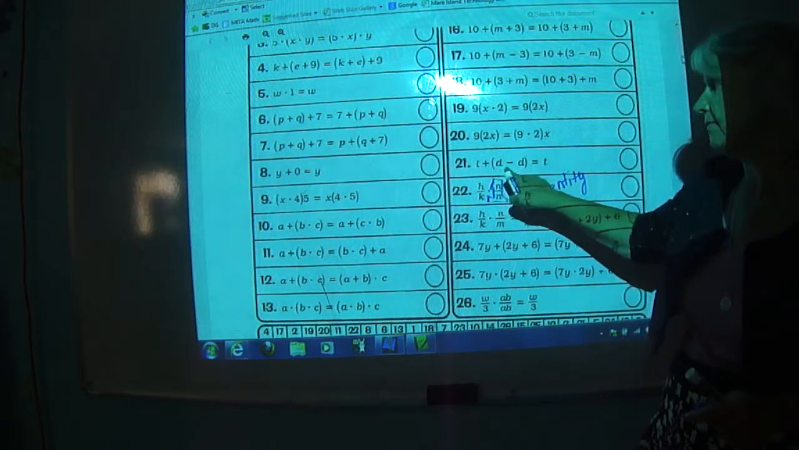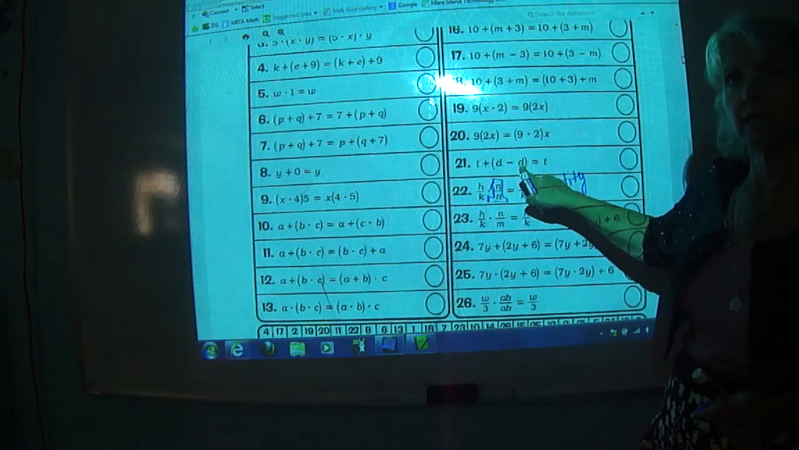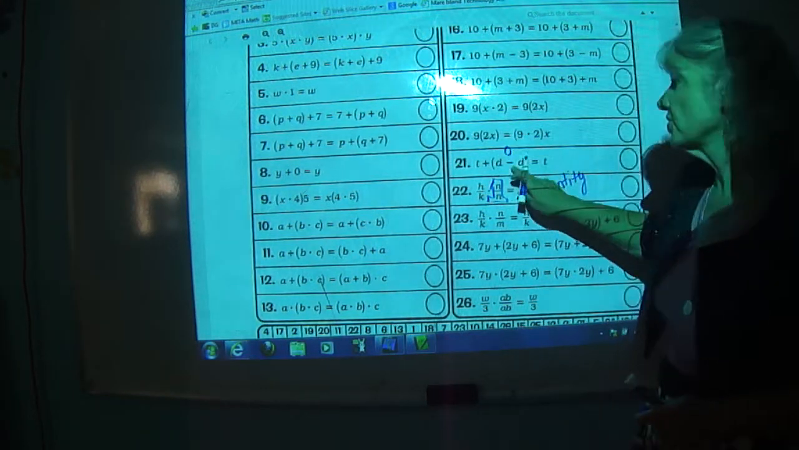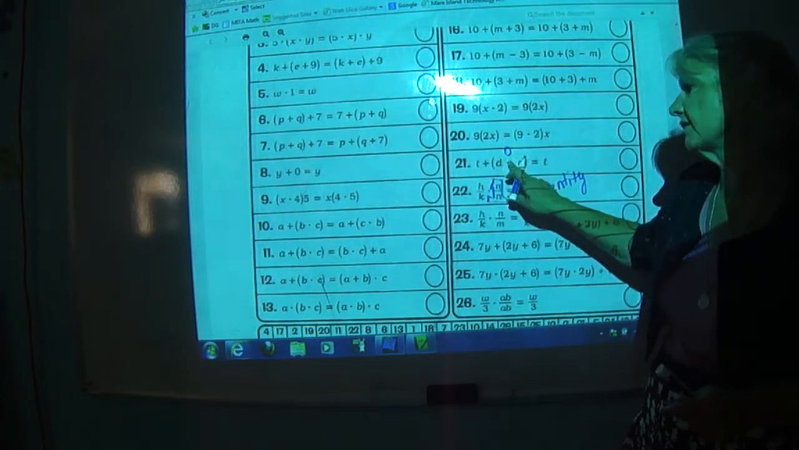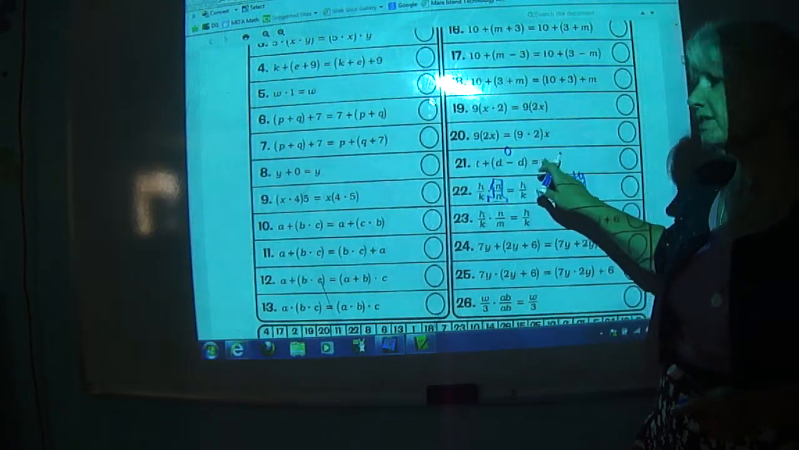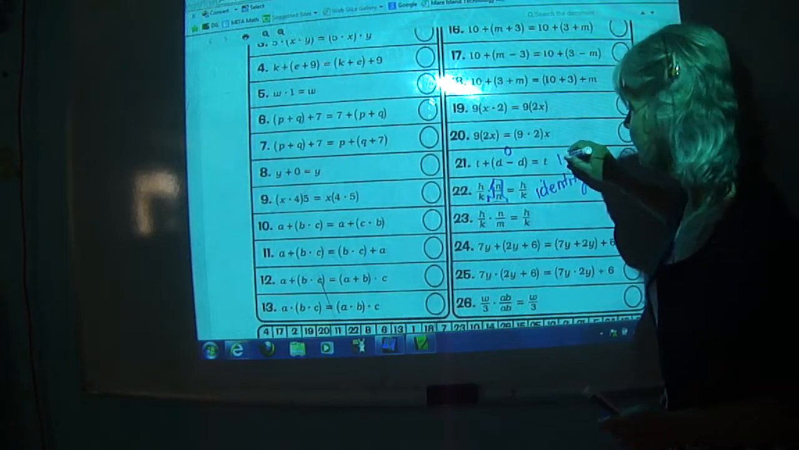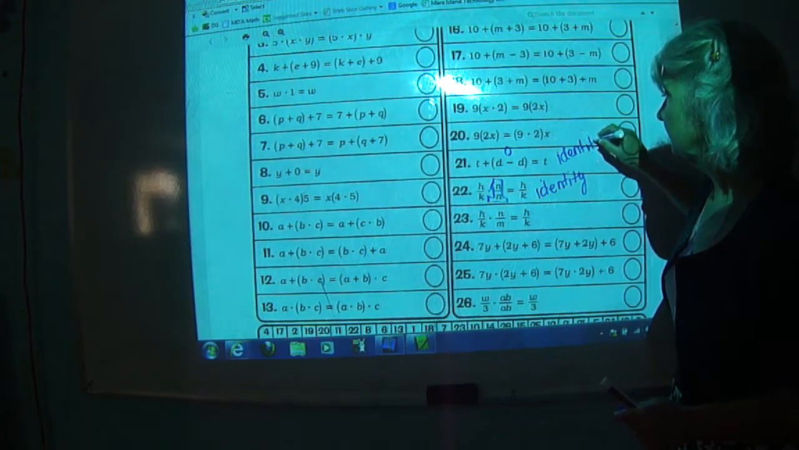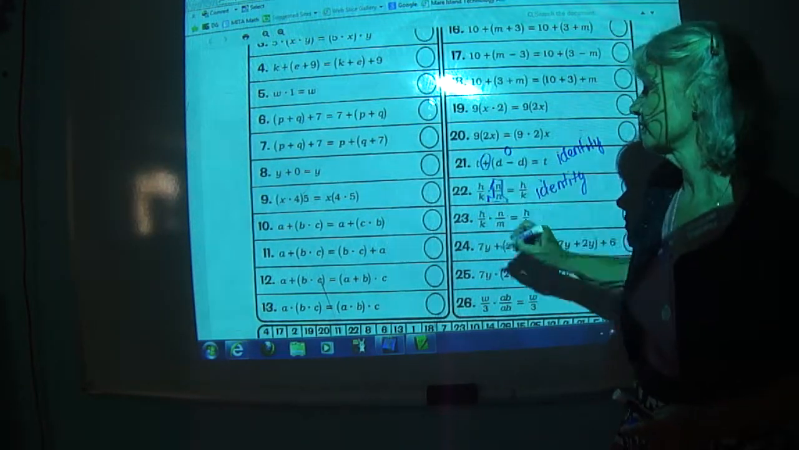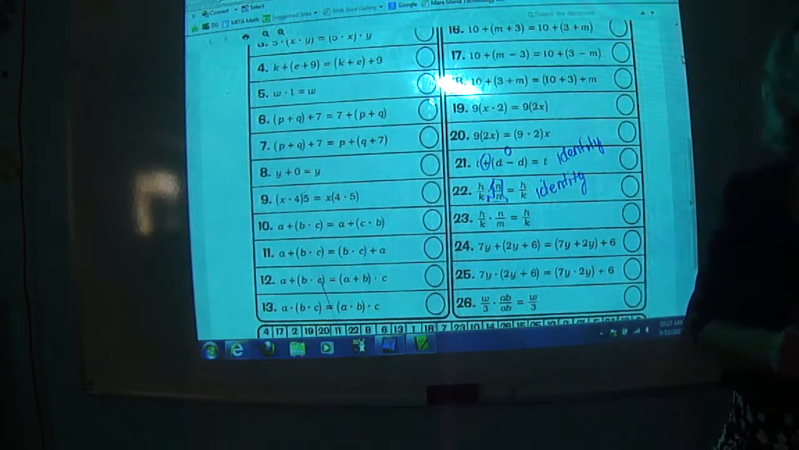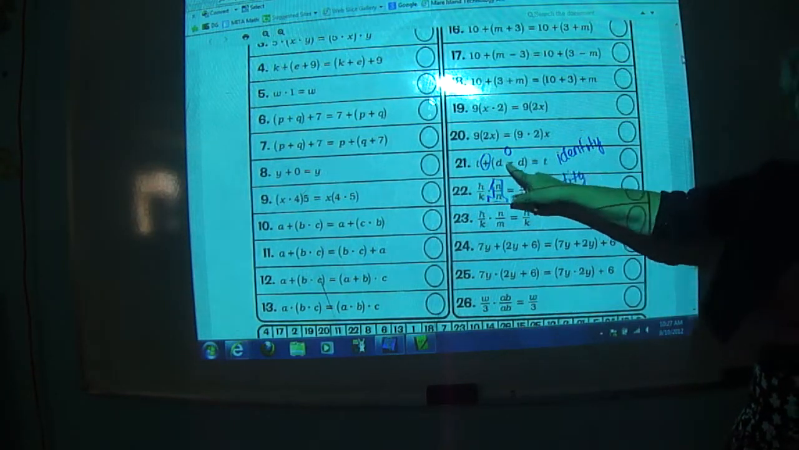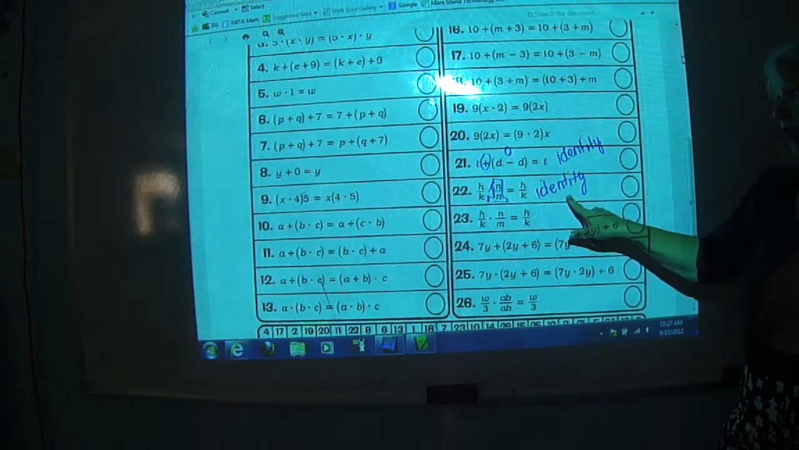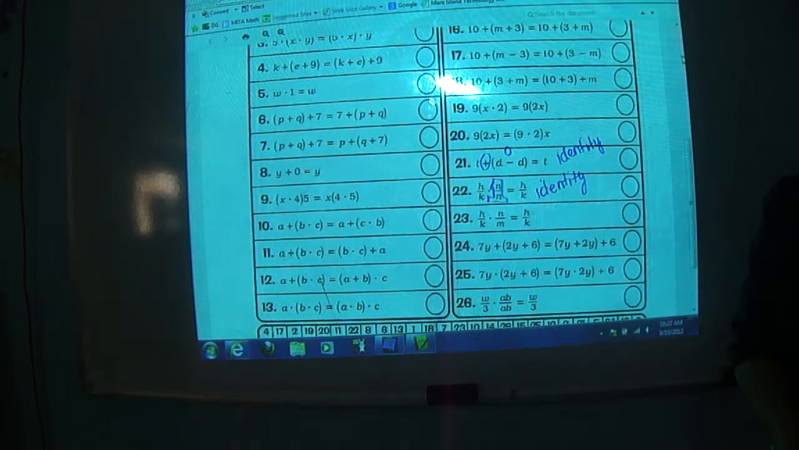What's this one going to be? d minus d. What is d minus d? 0. So this is going to be 0. So if t plus 0 equals t, what do you think that is? That's also identity. But what is it doing? What's the operator being used? Addition. All right, so that's the identity property of addition. The identity property of addition uses 0. The identity property of multiplication uses 1. Questions?